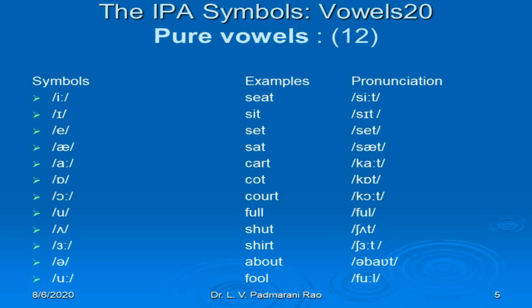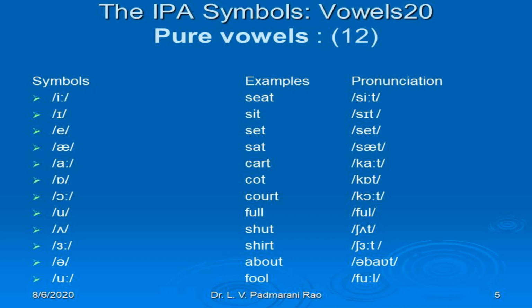How to read them? The first, as in S-E-A-T, seat. The second, as in S-I-T, sit. The third sound. Letter wise it is called E, sound wise it is called a. As in set, S-E-T, set. Now you don't have this sound in Indian languages. Open your mouth and pronounce it as in S-A-T, sat.